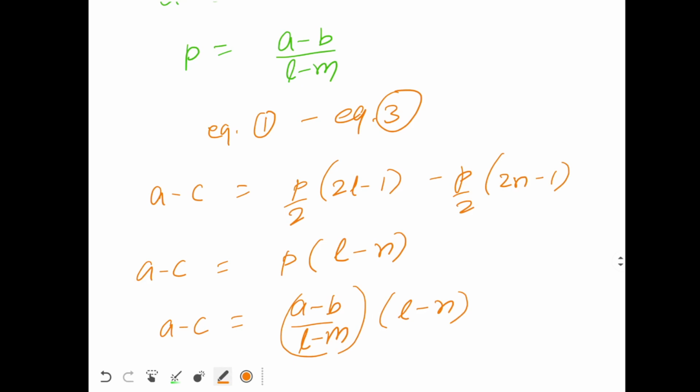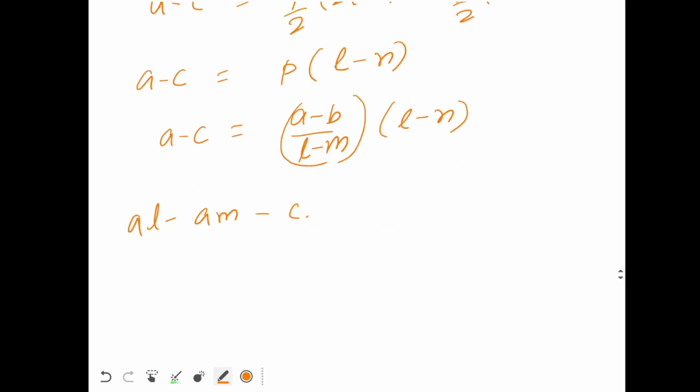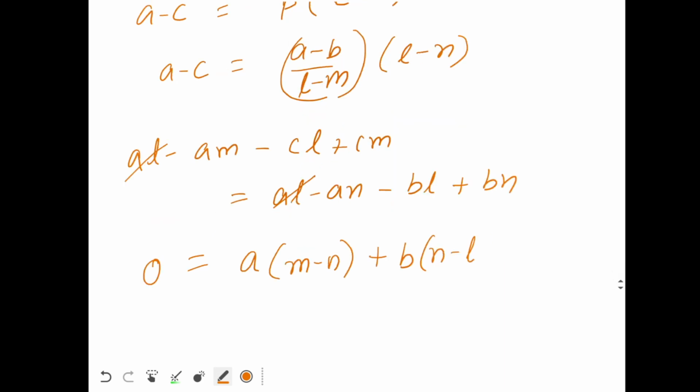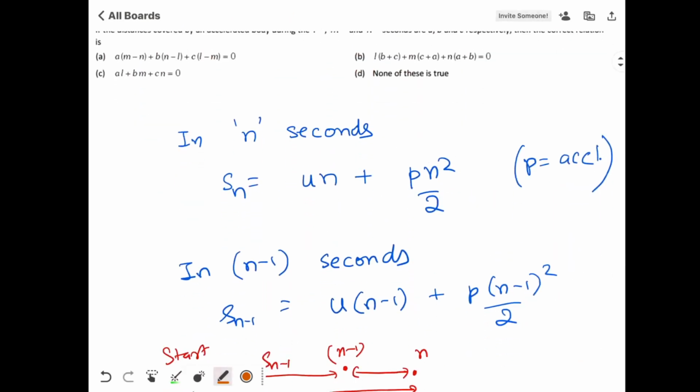So let's just rearrange this equation. That's all we have to do. Take l minus m on the other side of the equation, multiply it. So al minus am minus cl plus cm is equal to al minus an minus bl plus bn. So al will cancel out and 0 is equal to a times m minus n plus b times n minus l plus c times l minus m. This is what we get. So the correct answer will be option A.